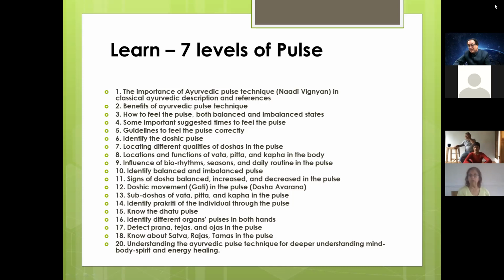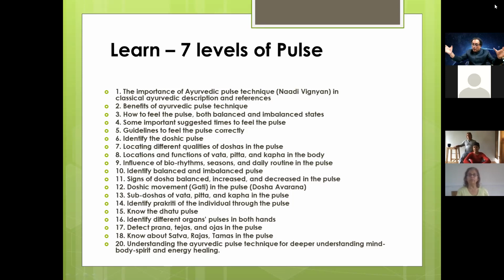There are subdoshas, as you know; each dosha has 5 subdoshas. The 5 subdoshas of vata are prana, udana, samana, apana, vyana. Next, the pitta subdoshas are pachaka, ranjaka, sadhaka, alochaka, bhrajaka. Again, the kapha subdoshas are kledaka, avalambaka, bodhaka, tarpaka, shleshaka. These are the 5 subdoshas of kapha.